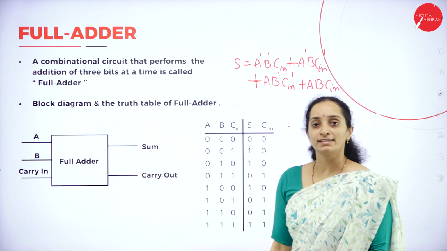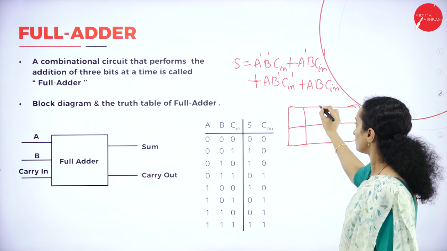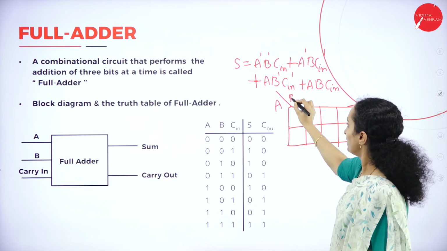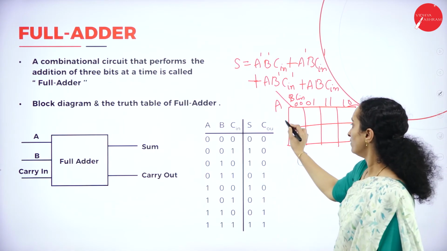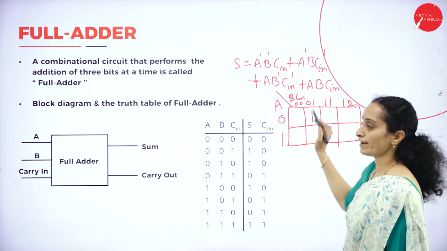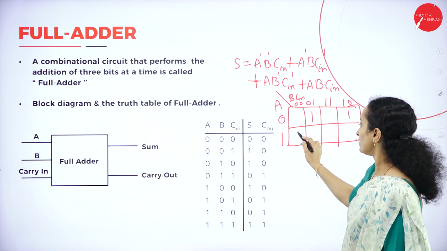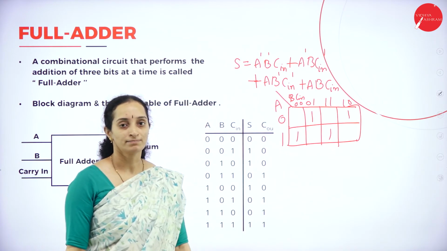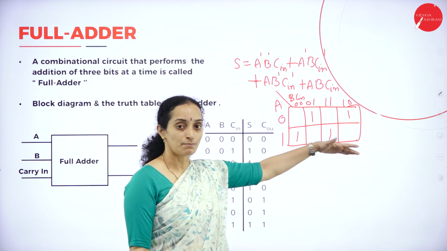Is there any way to simplify it? Can we simplify this? If you take the K map, we have A, B, C in: 001, 010, 100, and 111. Can we simplify this expression in any way? The K map says that you can't simplify the expression, so we'll leave the sum as it is.